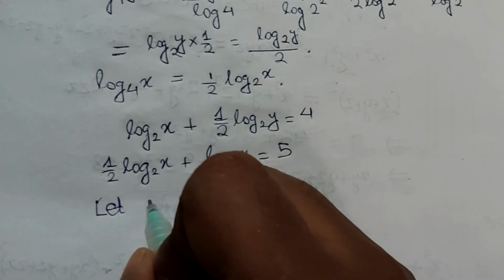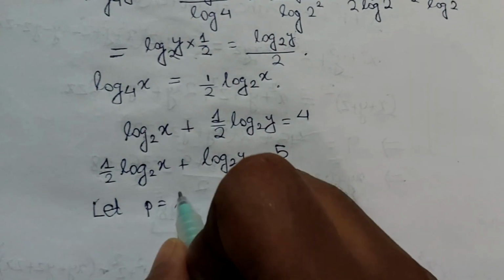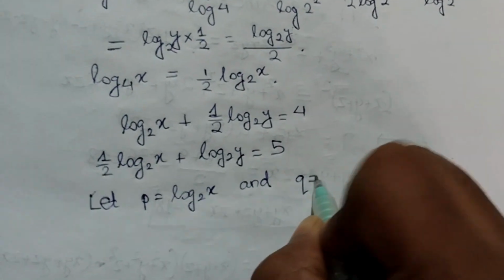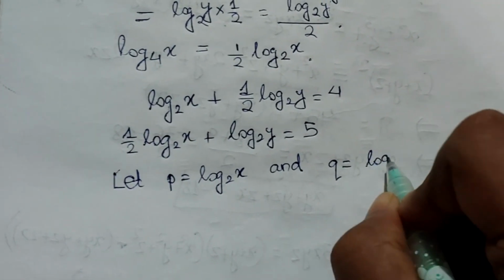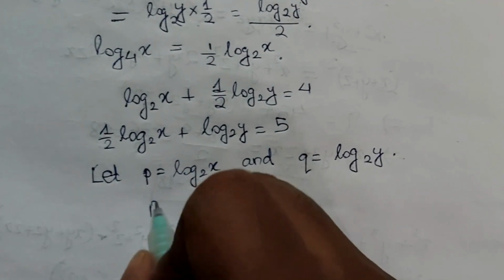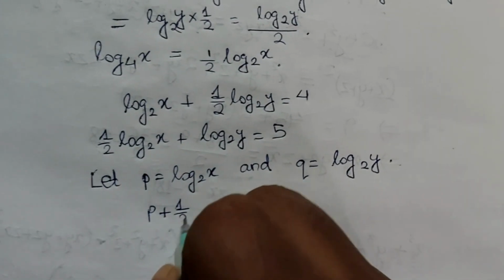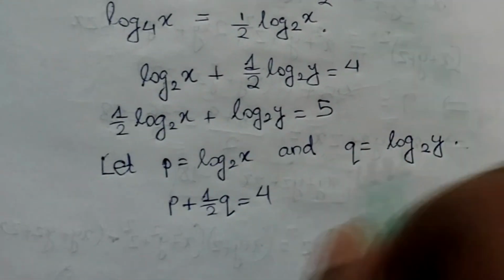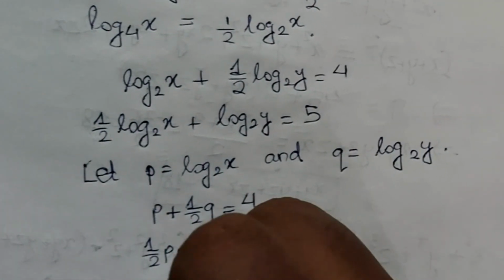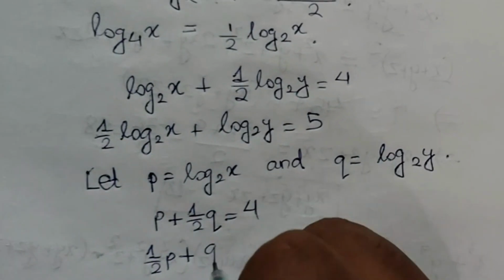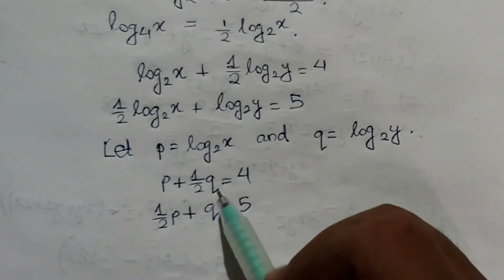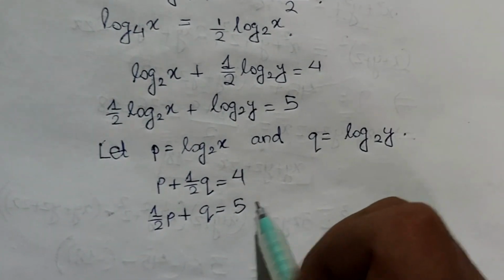Suppose p equals log base 2 x and q equals log base 2 y. Then this equation becomes p plus half of q equals 4, and the next equation becomes half of p plus q equals 5. Now this is an algebraic equation with two variables, and we can solve this easily.